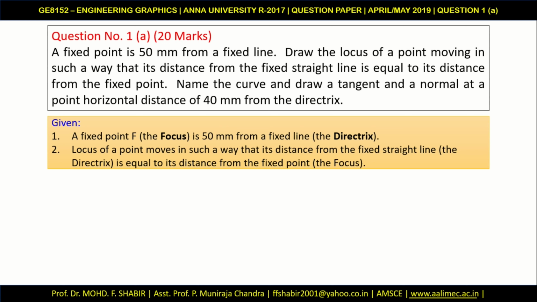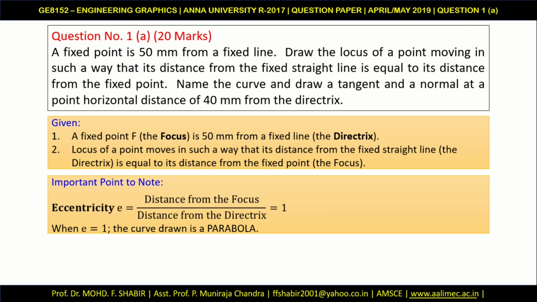Given a fixed point F, the focus, is 50 mm from a fixed line, the directrix. Locus of a point moves in such a way that its distance from the fixed straight line, the directrix, is equal to its distance from the fixed point, the focus. Important point to note here, eccentricity E equal to distance from the focus by distance from the directrix. In this question, distance from the focus is equal to distance from the directrix. Therefore, eccentricity E equal to 1. When E equal to 1, the curve drawn is a parabola.